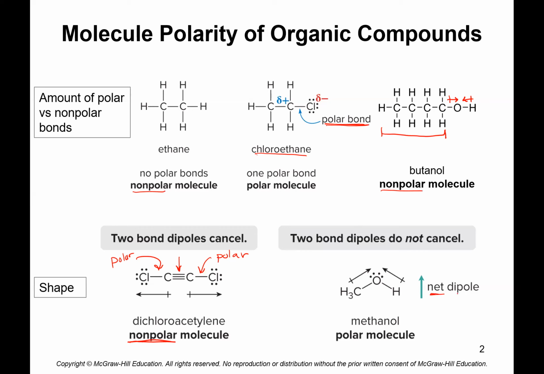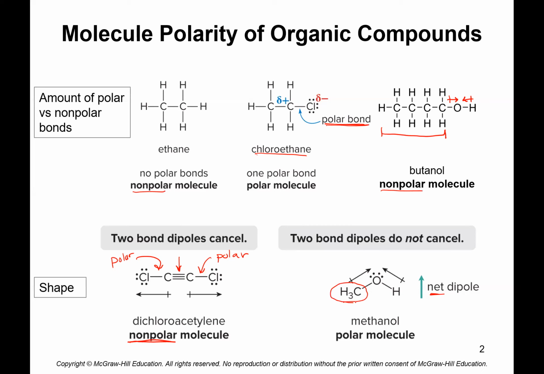So that means that this molecule overall will be polar, not just because the bond dipoles don't cancel, that's necessary, but also because we have a very small nonpolar region here. Okay? So those two things together will make methanol a polar molecule.